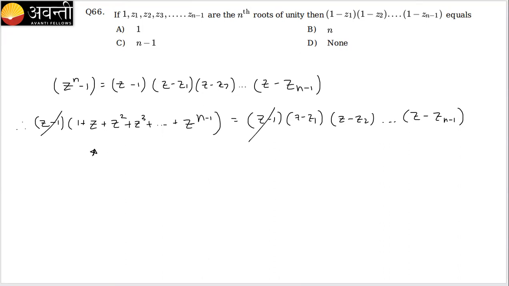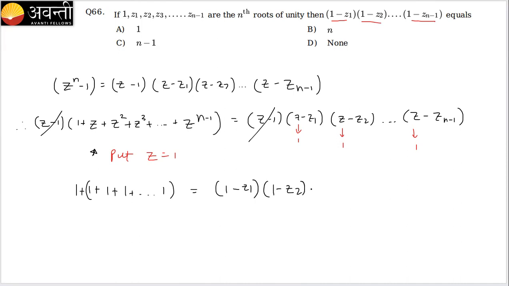Now the most important step is to put z equals to 1. Why? Because we want 1 minus z1, 1 minus z2, 1 minus z of n minus 1. So in place of z we put 1, and we will get the required. If I put z equals to 1, I get 1 plus 1 plus 1 plus dot dot plus 1 equals 1 minus z1, 1 minus z2, and so on up to 1 minus z of n minus 1.